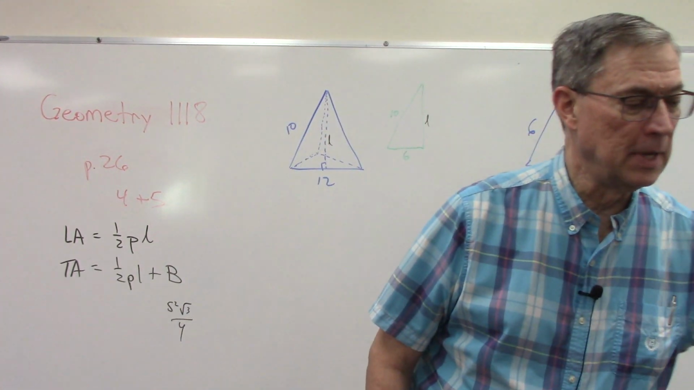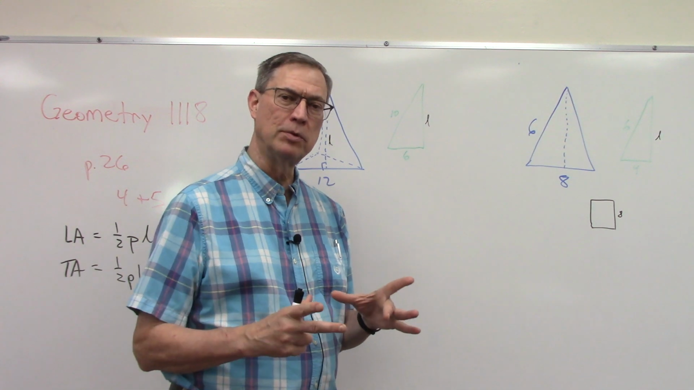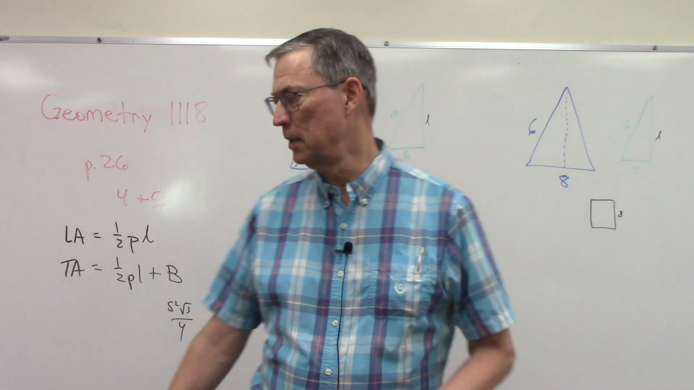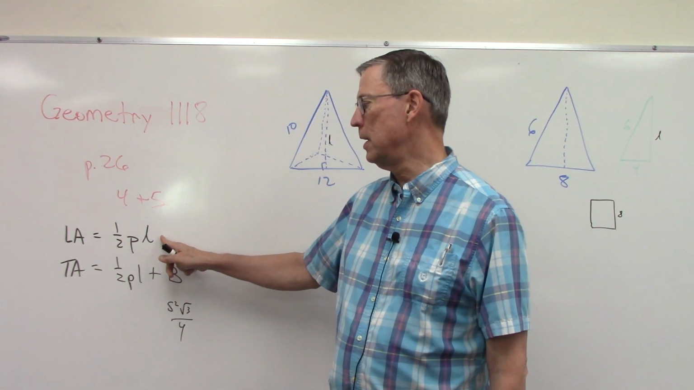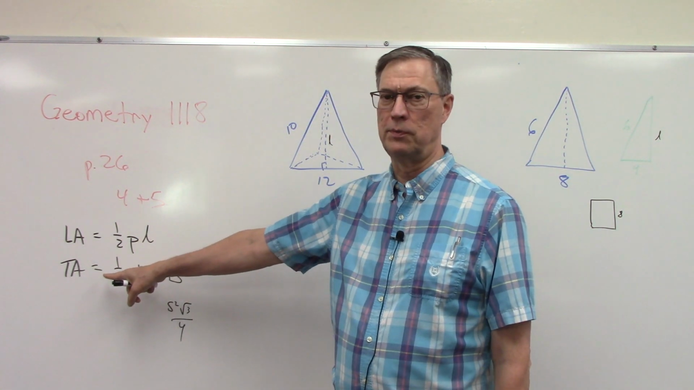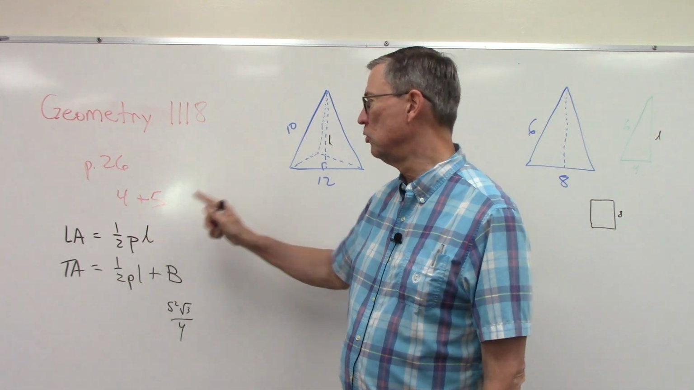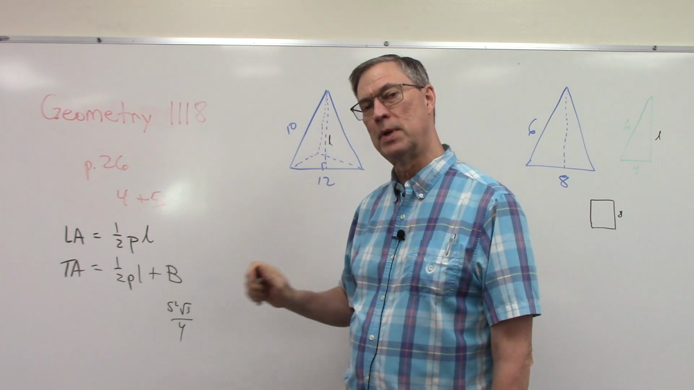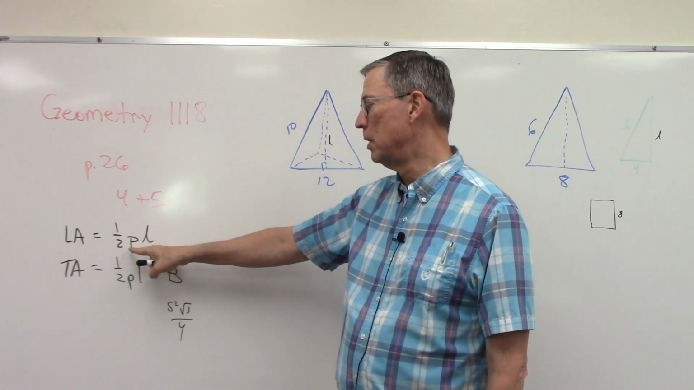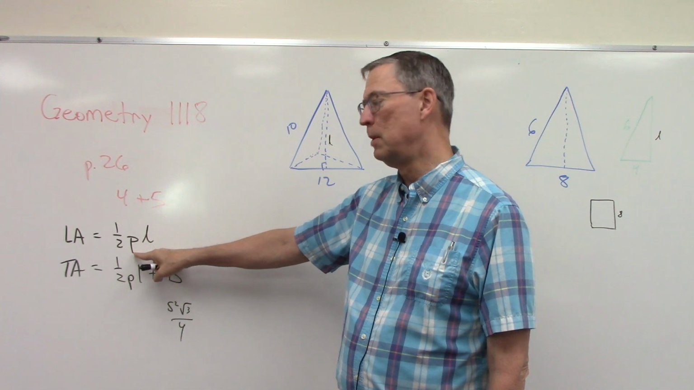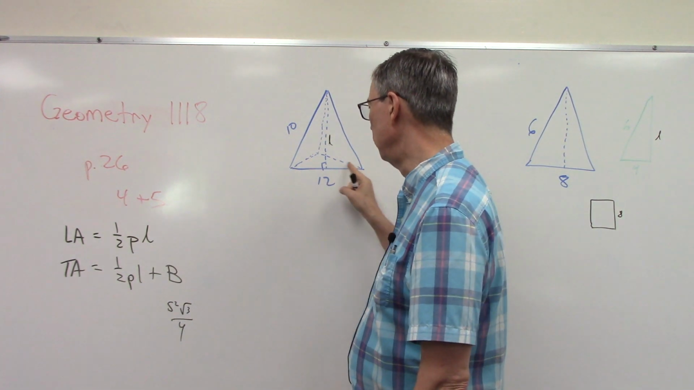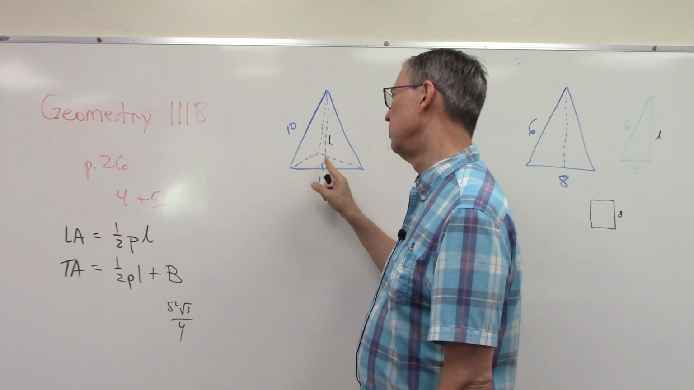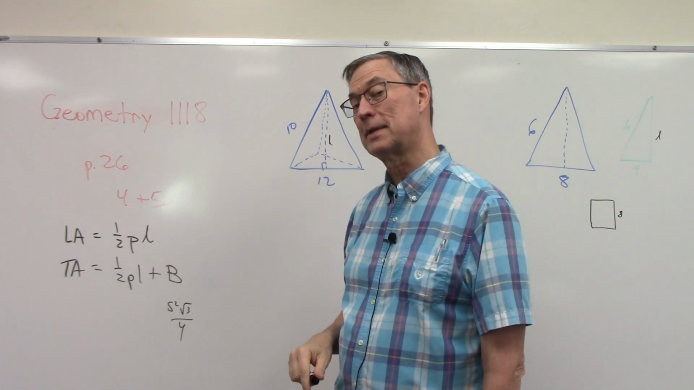Regular means that all the sides of the base of the pyramid are the same length. All right, so we're going to find the lateral surface area, LA, and the total surface area. The lateral surface area would be all of these sides, or all of the triangles added up. So the quickest way to do that is to take the perimeter of the base, which would be all three sides in this case added up. So 12 plus 12 plus 12 would be 36.